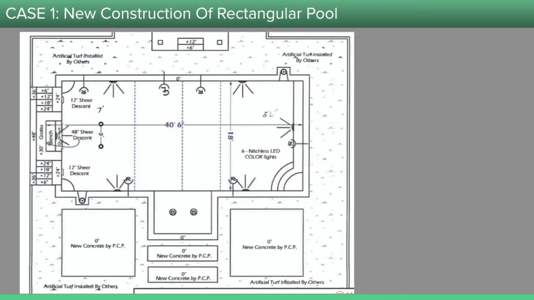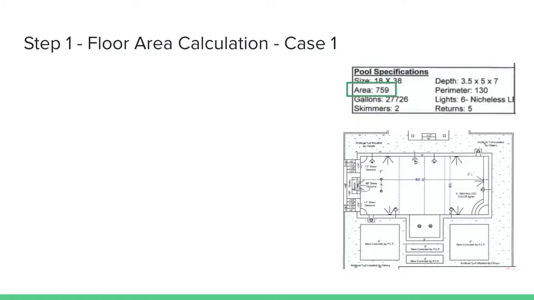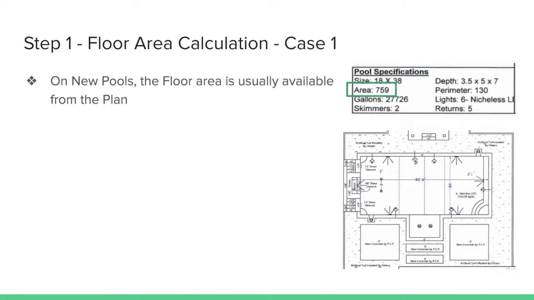Here we are with case one, which is a new construction of a rectangular pool. This pool has the following specifications. It's got a floor area of 759, and it's got a depth and a perimeter. And step one is to figure out the floor area. In this case, new construction, the floor area is already known. It's provided with the plan, so there's no need to do any more work.